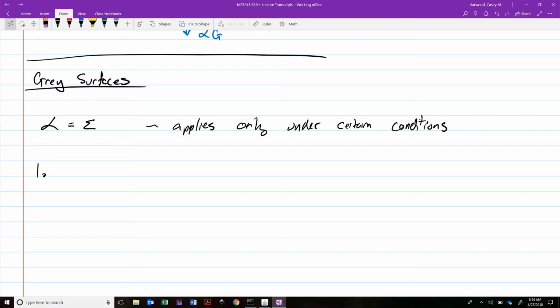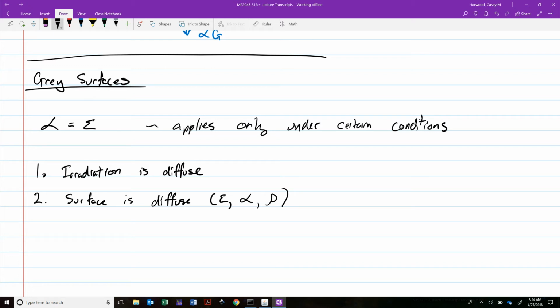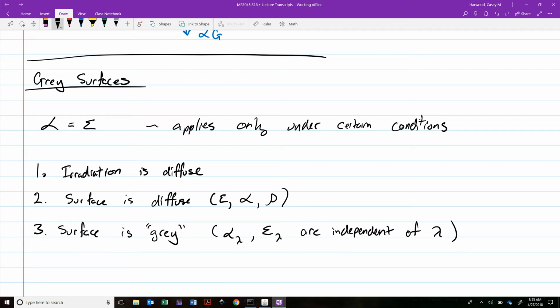The takeaways from that section, though, are that if we can say that, one, irradiation is diffuse, two, that the surface is diffuse, and what I mean by that is that the emissivity, the absorptivity, and the reflectivity are all directionally independent, and three, the surface is what's known as gray, which means that alpha lambda and epsilon lambda are independent of lambda. Okay.